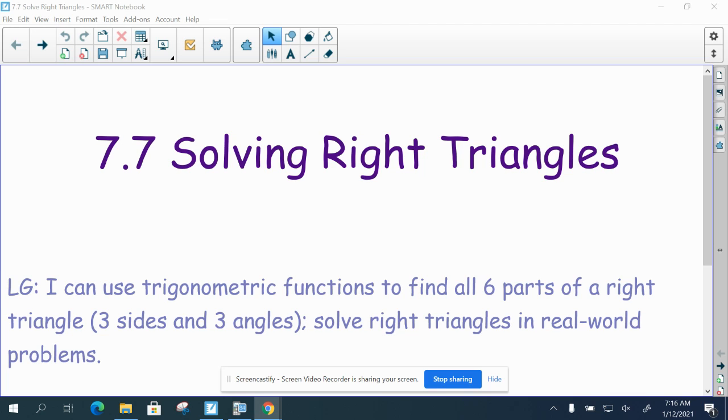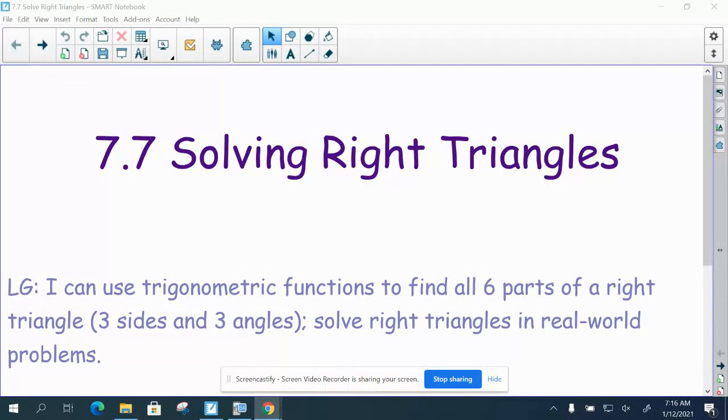This is Unit 7.7, Solving Right Triangles. This is the last lesson of Unit 7, and in this lesson we're going to put everything together. So all of the different methods you've learned to find the sides of right triangles, plus we're going to learn how you can use the sine, cosine, and tangent functions to solve for the angles.